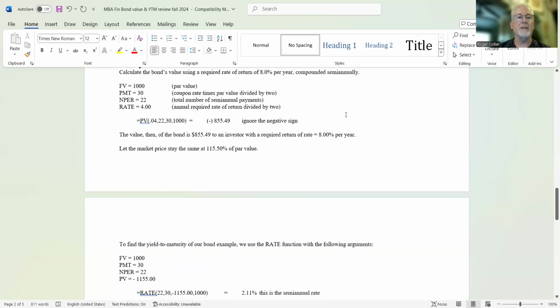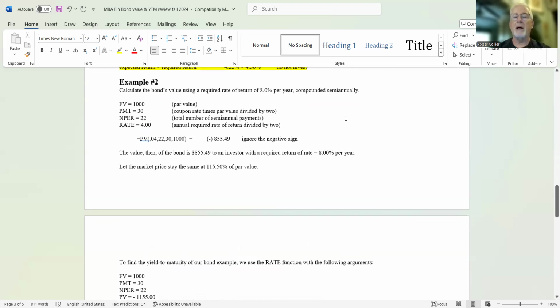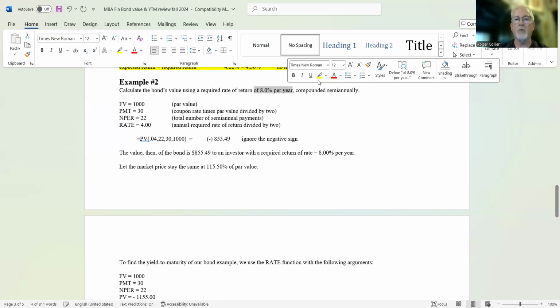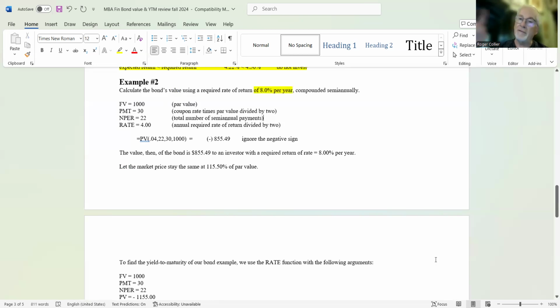Okay, so let's take another example. Same bond. All four characteristics are the same. The coupon rate, the par value, the payment schedule, the number of payments, the maturity date, all of that's the same. But now I want to change to 8% required rate of return. In the first example, our required rate of return was 4.5%. Now let's do this again with a required return of 8%.